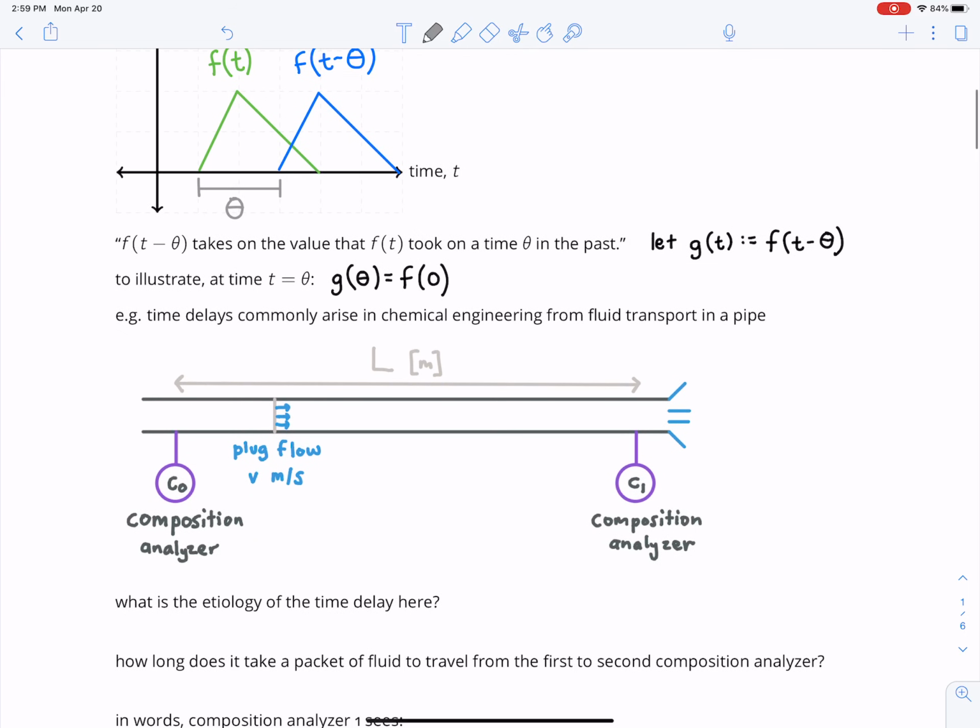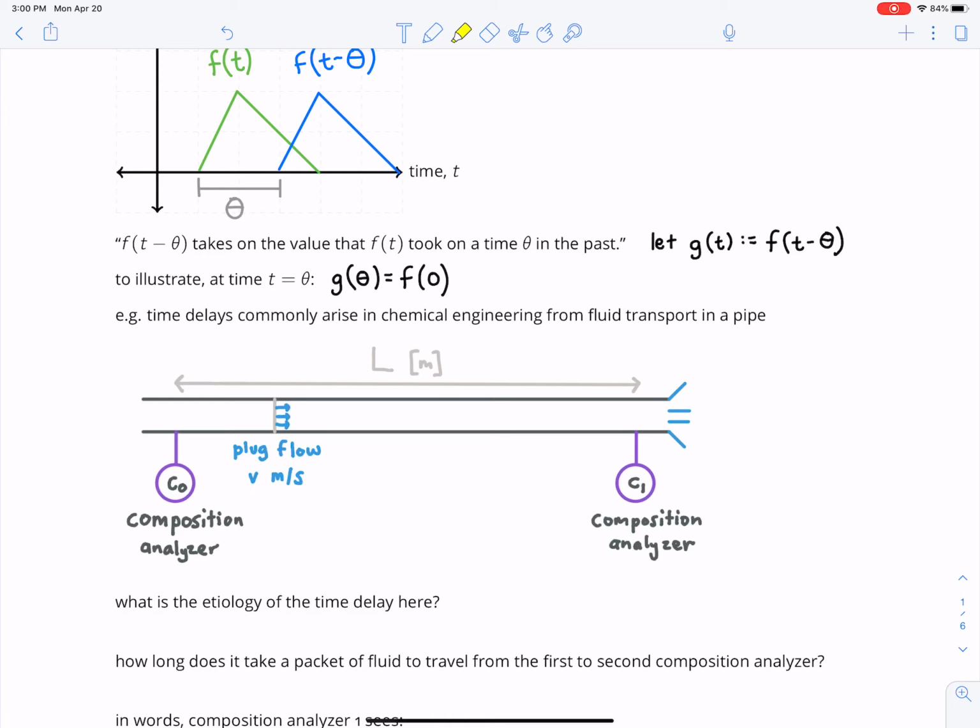In chemical engineering, time delays often arise because we deal with fluid transport in a pipe. So here's our pipe right here, and fluid is flowing through that pipe with a certain velocity, v. And L is the length of the pipe. Let's assume plug flow, meaning that there's a packet of fluid here, and this packet translates along the pipe. There are 2 concentration analyzers here, or composition analyzers. The first is placed at the beginning of the pipe, the second at the end of this long pipe. They're both identical composition analyzers, and they're both measuring the concentration of, say, salt inside this pipe.